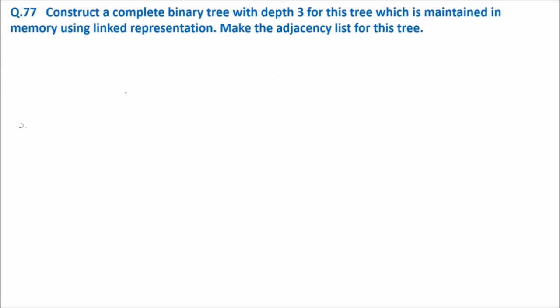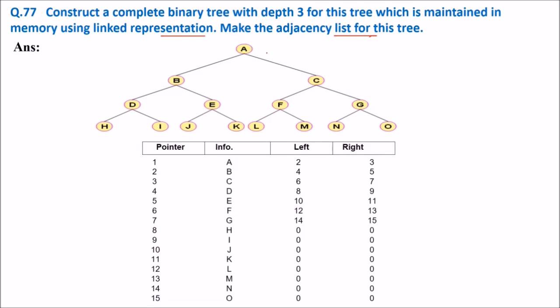Next question is construct a complete binary tree with depth 3, which is maintained in memory using linked representation. Make the adjacency list for this tree also. So how can we make a complete binary tree of depth 3? This is our complete binary tree. We start with a node, we make 2 nodes, then left and right, left and right, left and right. This is depth 3, and see this is at level 0, 1, 2, 3.